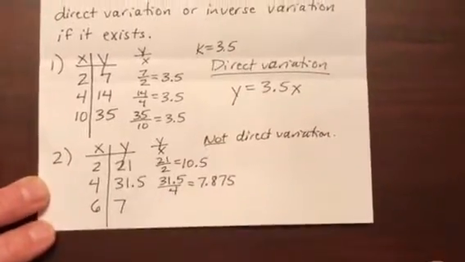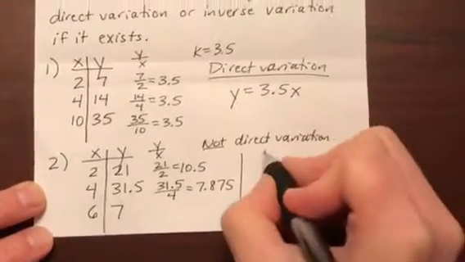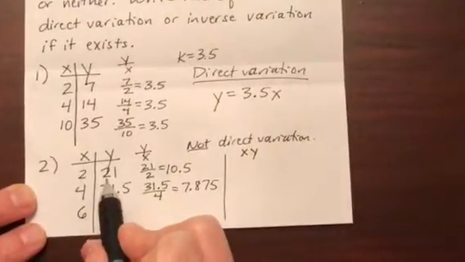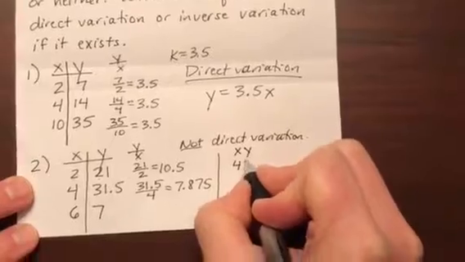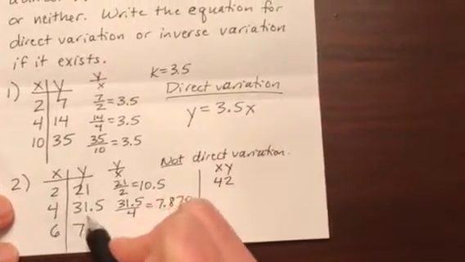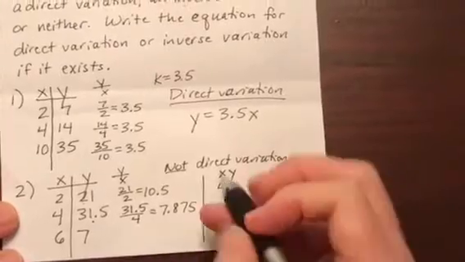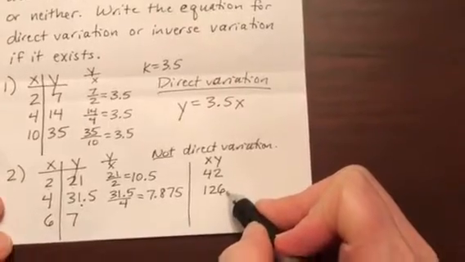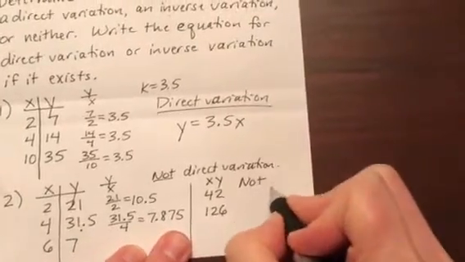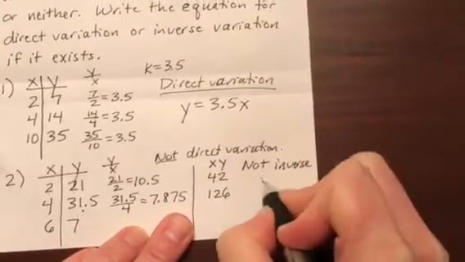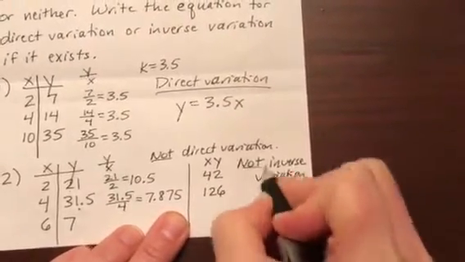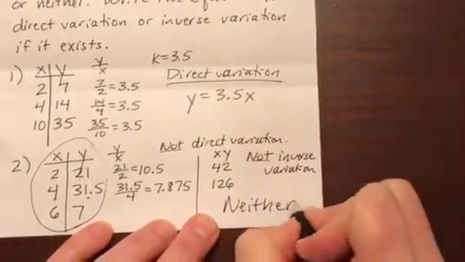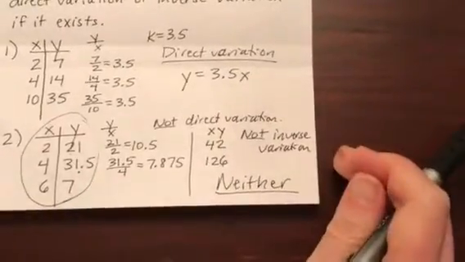However, it could be inverse variation. So now let's try instead the product of each of these pairs, x and y. So 2 times 21 would be 42, and then 4 times 31.5 would be 126. Oh, those are different, and so right away we know that this cannot be inverse variation. And so this table is an example of neither of those. So that's our answer, that it's neither direct nor inverse variation.